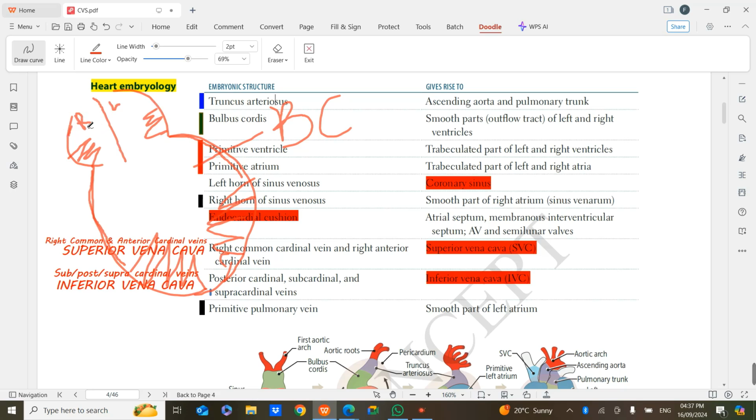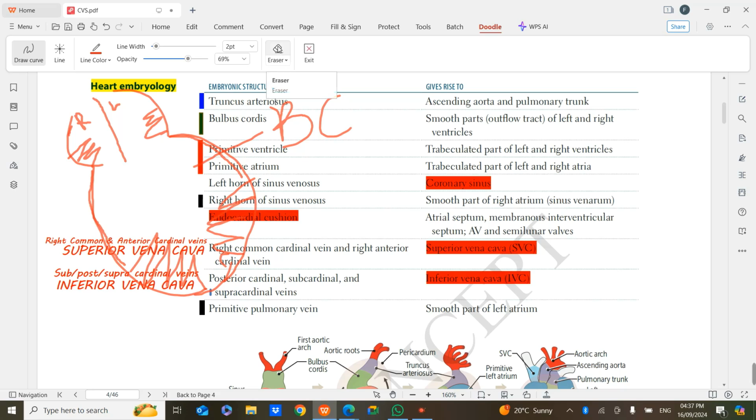So what about the smooth part of the right atrium? Where is that one coming from? Right horn of sinus venosus. How will I remember? Sinus venosus. Vein. Where do you think venous blood is going to empty into with respect to the heart? He said the right atrium. That one probably can help you to remember that. So this will be the right horn of sinus venosus. Use that if you wish. All right, so let me clean this.